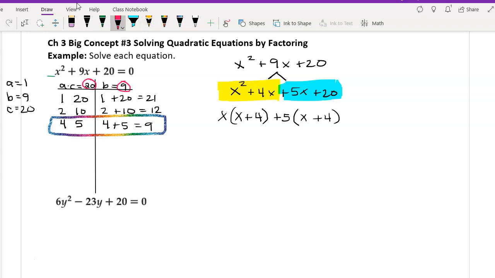Here's the thing. If you did this correctly, the inside parts of your parentheses will match, and you'll rewrite it one time. Then you take the x plus 5 and you stick it out front. So those are the two factors. That is my factored form. Here we had our standard form, and here's my factored form.